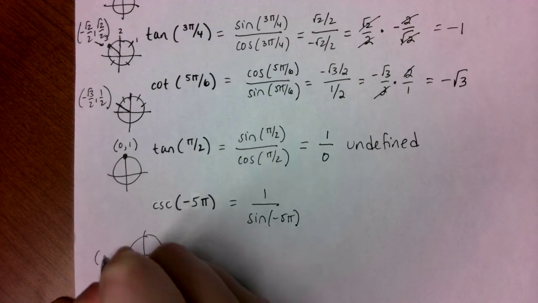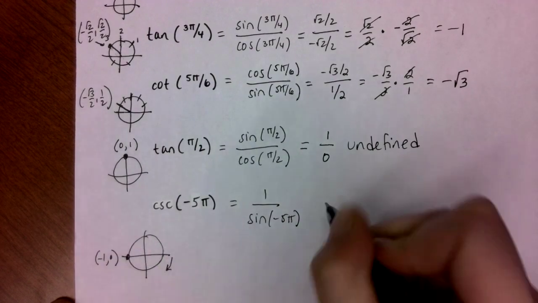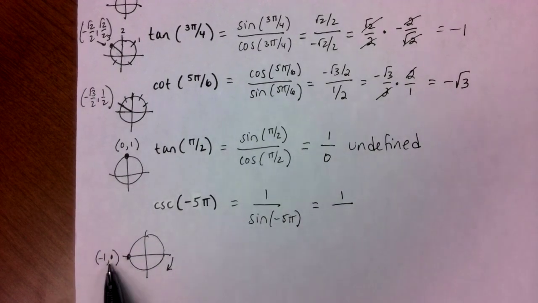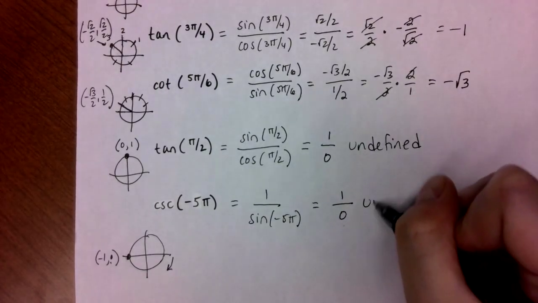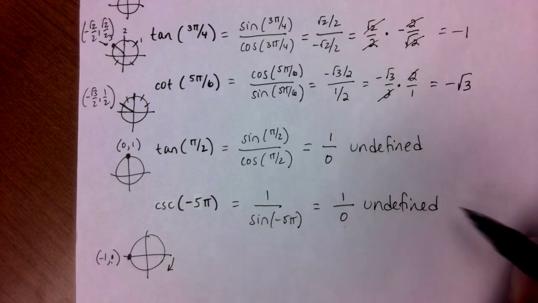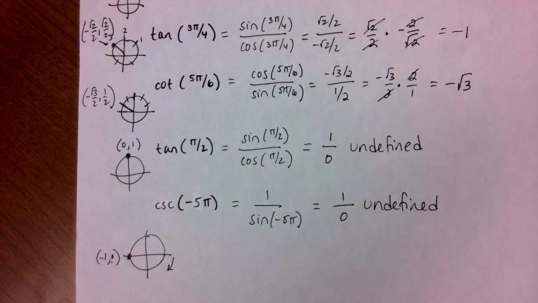The coordinates of that point are negative 1, 0. The sine in that case would be the y value of 0. And again, we see division by 0. So this is undefined. So there is no value for cosecant of negative 5 pi.